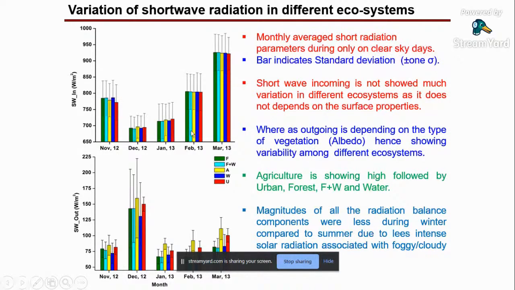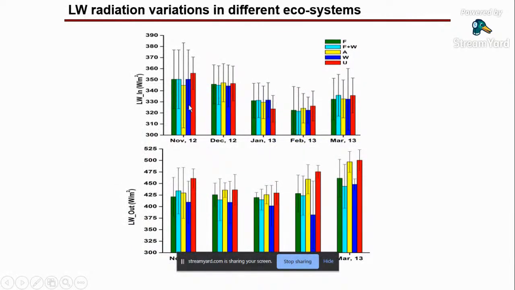It is directly coming from the atmosphere, from the sun to the surface through the atmosphere. However, these outgoing components, either shortwave or longwave, are influenced by the land type, like agriculture, forest, or other categories, so they are highly varying, and we can see which is emitting more and which is emitting less. Longwave incoming is not that much varied across the different categories of land use land cover. However, longwave out is highly varied with these categories.